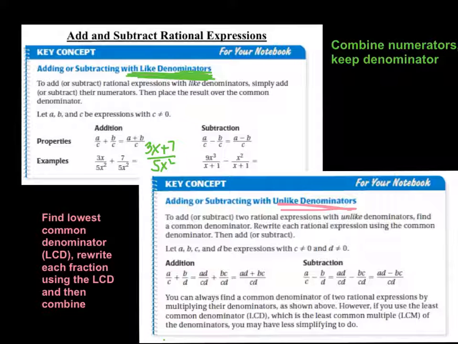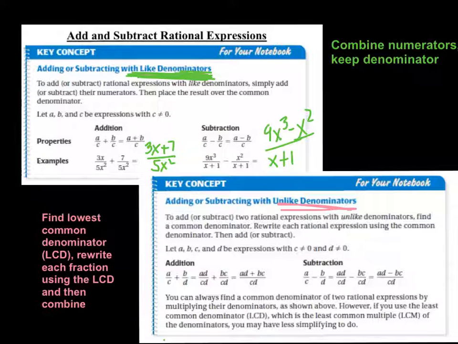If you had 9x cubed over x plus 1 minus x squared over x plus 1, they just stay the same on the bottom. They're both part of the same family. You just keep the denominators and add the numerators. So 9x cubed minus x squared would become your top. So it's really easy if the denominators are the same. That's not usually the case though.